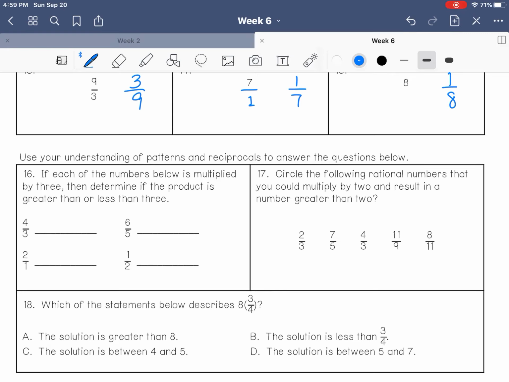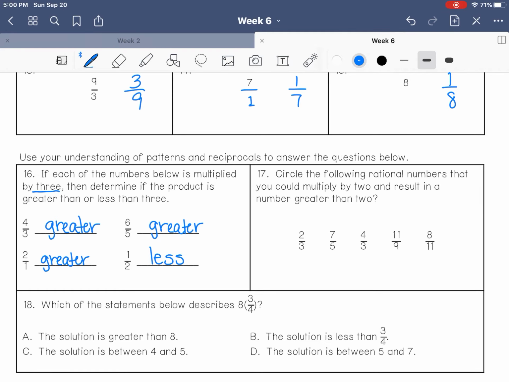So, if each of the numbers is multiplied by 3, then determine if the product is greater than or less than 3. 4/3 times 3 would make it greater, because 4/3 is greater than 1. 2/1 would also cause it to be greater, because 2/1 is an improper fraction. It's greater than 1. 6/5 would also cause an increase, or for it to be greater, because it's greater than 1. 1/2 would cause a decrease, because 1/2 is less than 1.